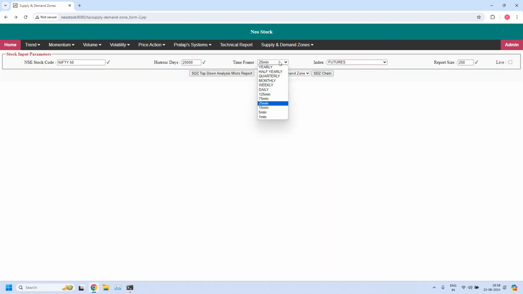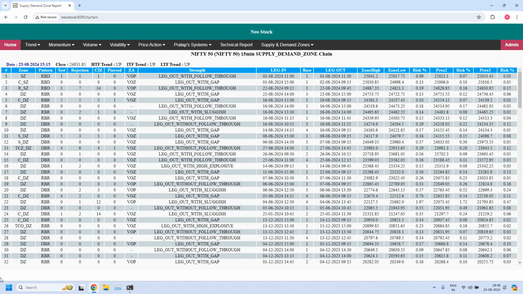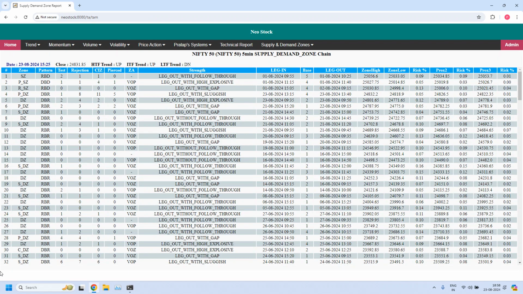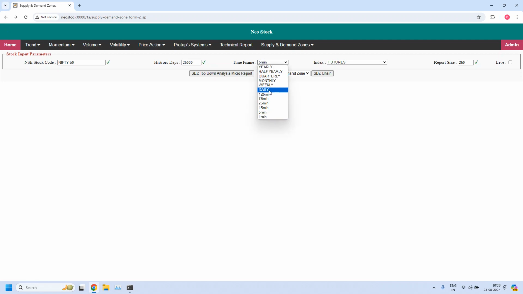Now I am changing the time frame to 15 minutes. I am generating 15 minute supply demand zone chain for NIFTY. And the next time frame is 5 minutes. Now I am generating 5 minute supply demand zone chain for NIFTY. So this is about NIFTY supply demand zone chain from monthly until 5 minutes time frame. Next, let's start with BANKNIFTY starting from monthly time frame.